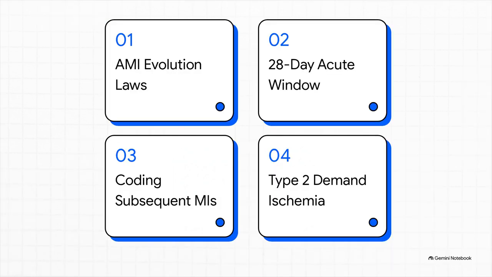Our roadmap for this explainer is super structured to prime your brains for the rules ahead. We'll start with the AMI evolution laws, move into the 28-day acute window, tackle the tricky logic of coding subsequent MIs, and finish strong with type 2 demand ischemia. Let's get right into it.